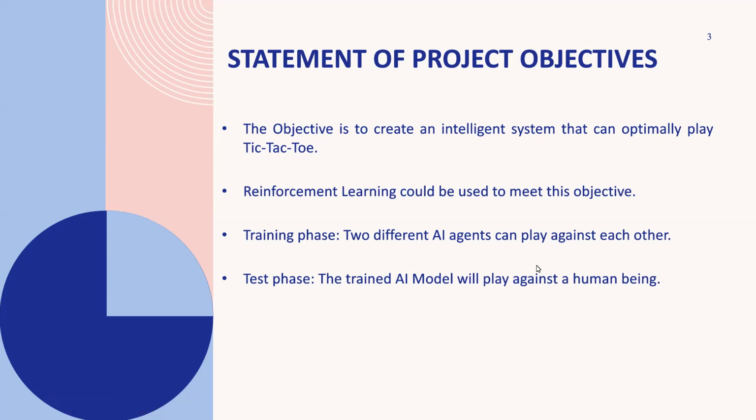It has two phases, the training phase and the test phase, where two different AI agents play against each other during the training phase, and the trained AI model will play against a human being during the test phase.